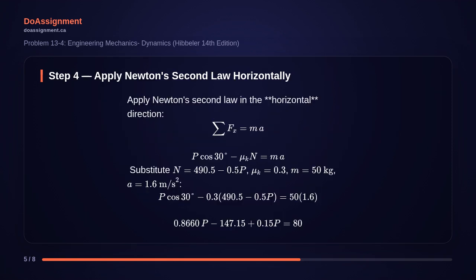In the horizontal direction, the net force equals mass times acceleration. P cosine 30 minus the friction force equals 50 times 1.6. Substituting our expression for N and expanding the friction term, we get 0.866 P minus 147.15 plus 0.15 P equals 80.